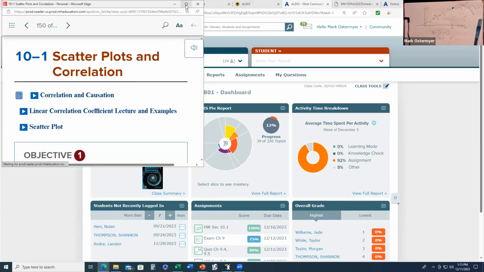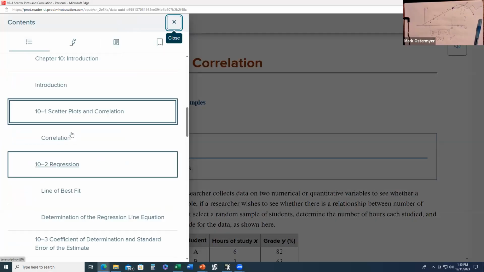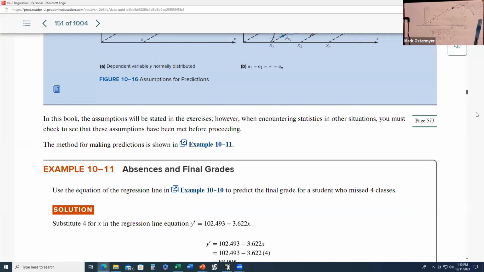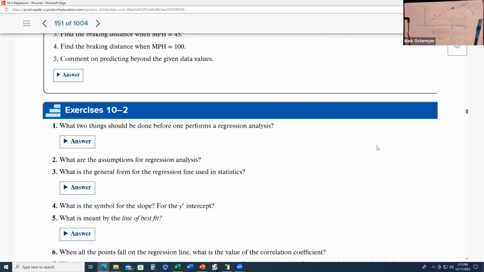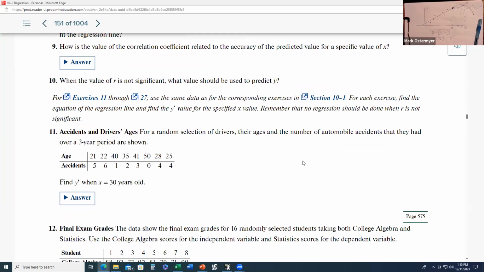We'll maybe do a problem out of section 10.2, entitled regression. All right, here's a good example, number 11.